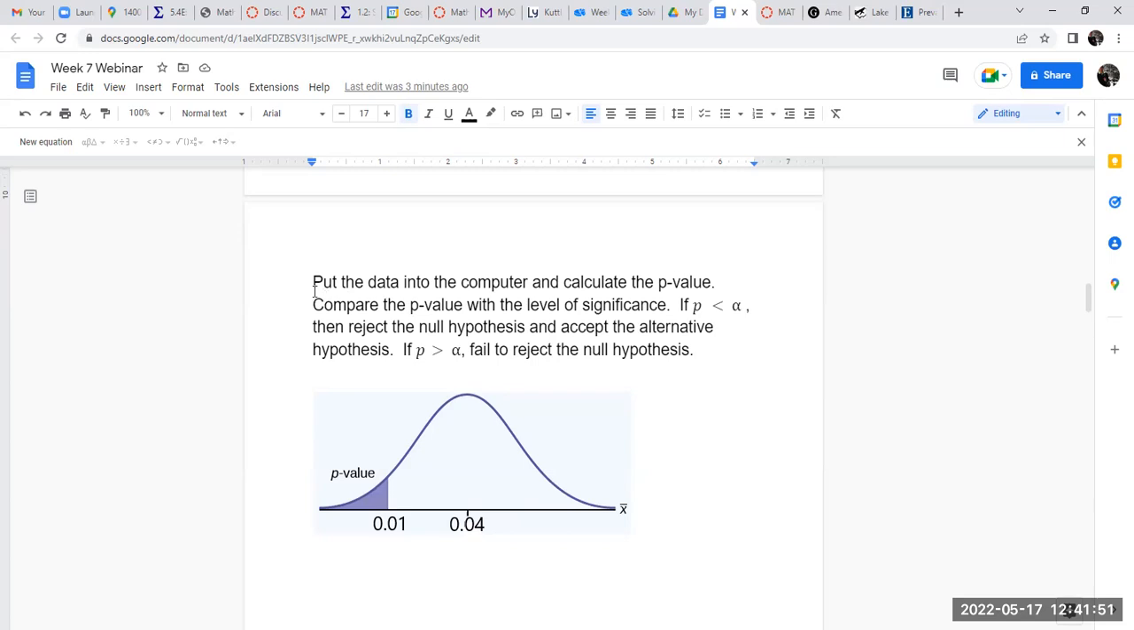Okay, the next step is put the data in the computer and calculate the p-value. Let me explain what happens. You collected your data, and let's suppose that you vaccinated 10,000 randomly selected people, and then you waited a few months, and let's say 1% of them ended up getting COVID, which is less than 4%. The problem is that you only looked at 10,000 people out of the 240 million Americans. Do you see that?